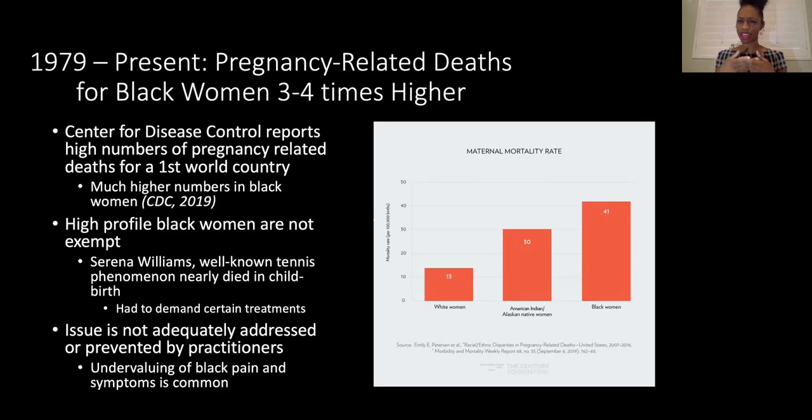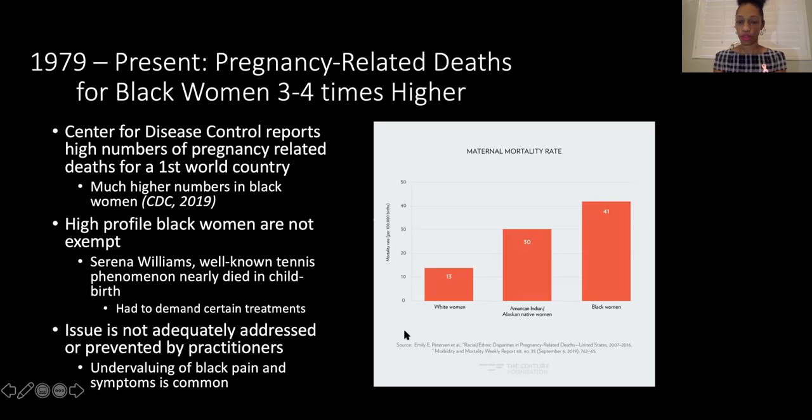So this is a celebrity. This is someone who's won a dozen plus Grand Slams in tennis. And even she is subjected to a higher propensity to die in childbirth unnecessarily, just because her pain and her conditions were not valued as important by medical practitioners. And so God help the rest of us. If Serena Williams can't get adequate treatment, then we ain't really too far behind getting that same type of treatment either. So adequate treatment is not provided. There is an undervaluing of Black pain and symptoms.